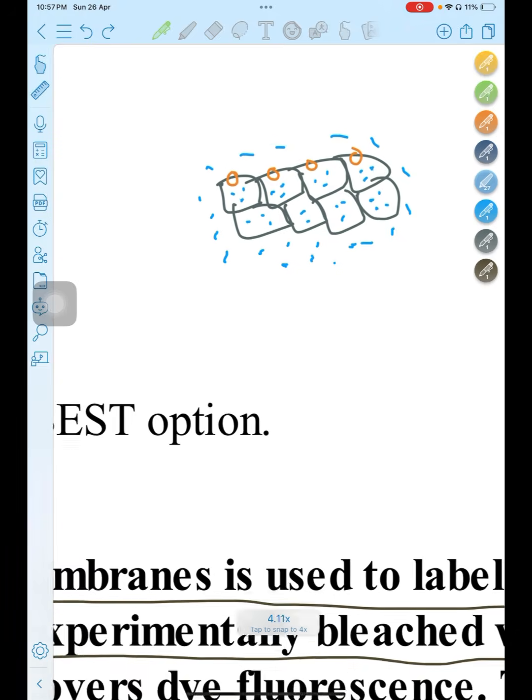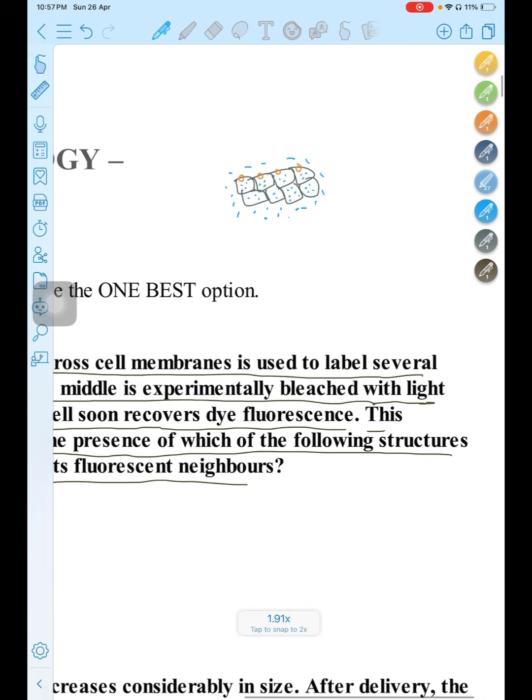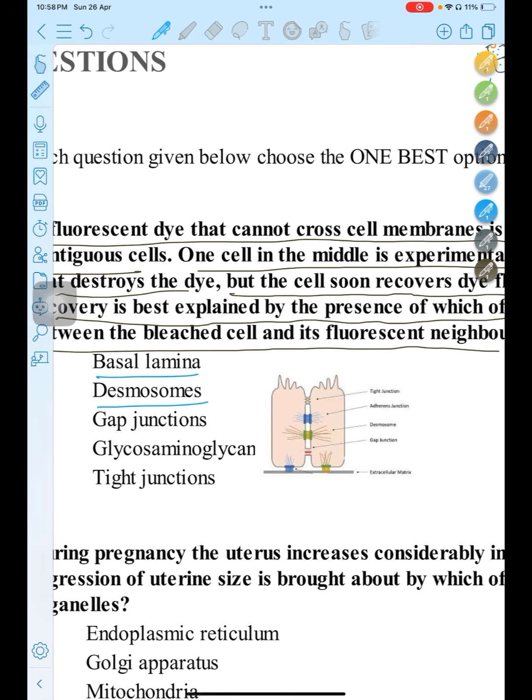We are going to use a light on a particular cell. This light bleaches the dye. But soon after removal of the light, the cell regains the dye. What explains this phenomenon? Basal lamina, desmosome, gap junction, glycosaminoglycans, and tight junction.